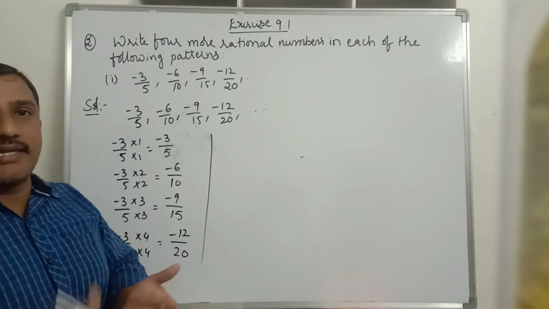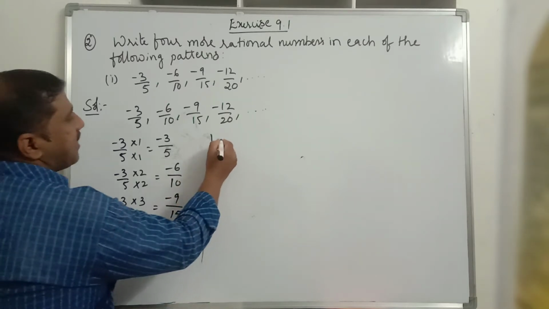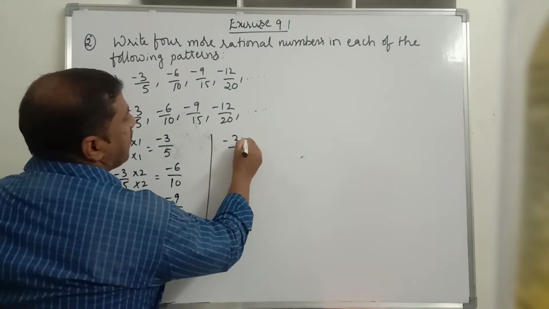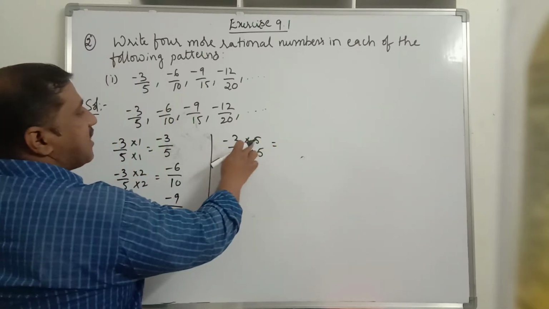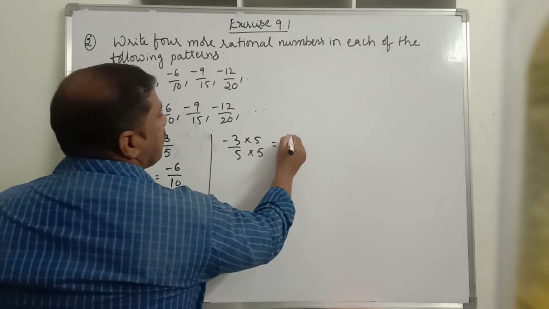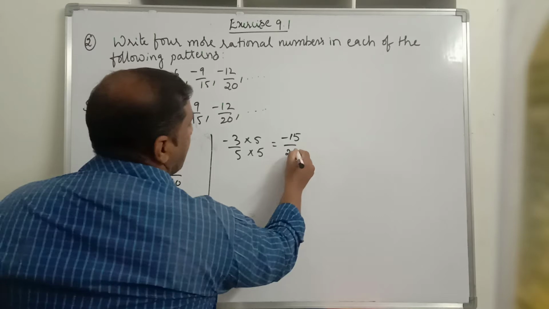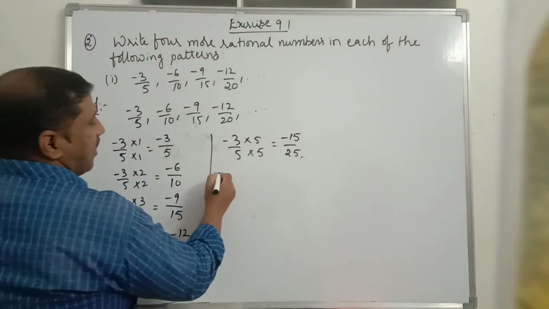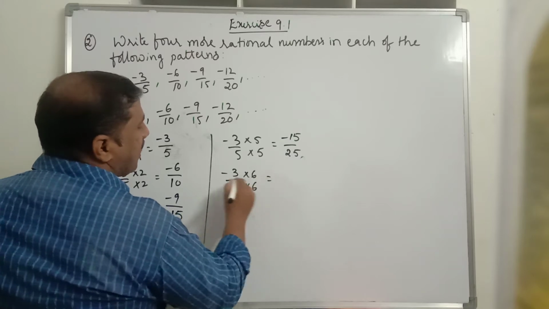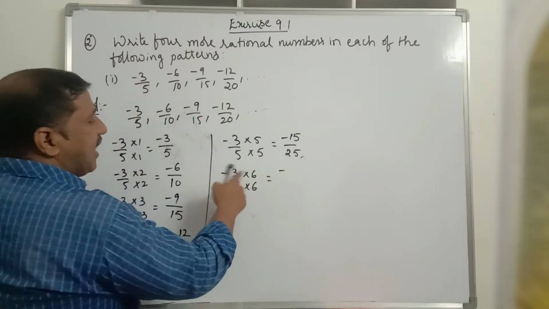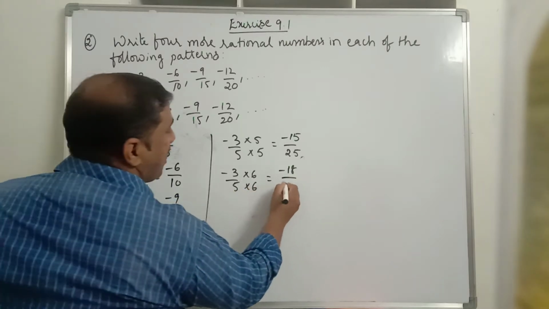Next number it is 6. The next number it is 7. The next number it is 8. So you multiply it. Minus 3 by 5 is multiplied with 5 in both numerator and denominator. We get minus 3 into 5, 3 5s are 15, divided by 5 into 5, it is 25. That is 15 by 25. Next, minus 3 by 5 into 6, we get minus 3 into 6, 3 6s are 18, divided by 5 into 6, 5 6s are 30.